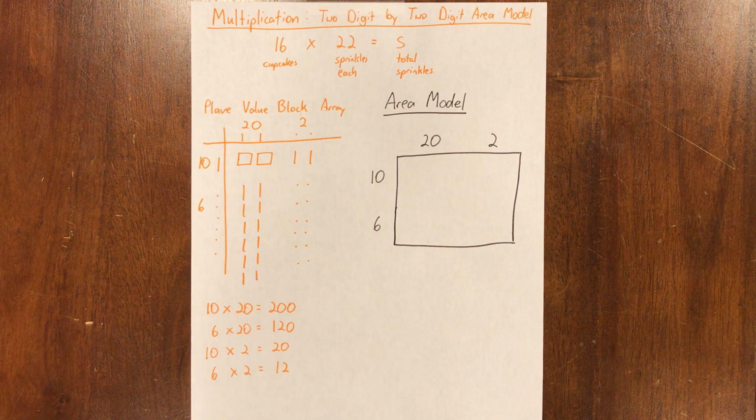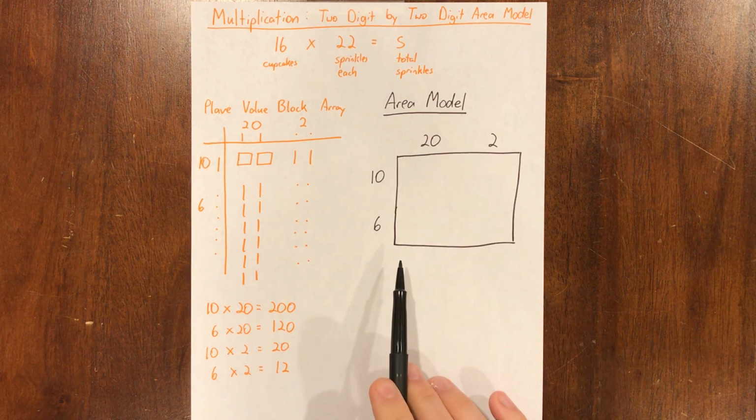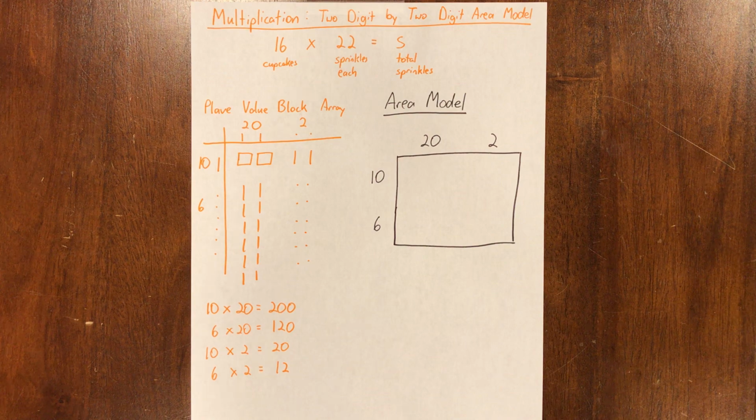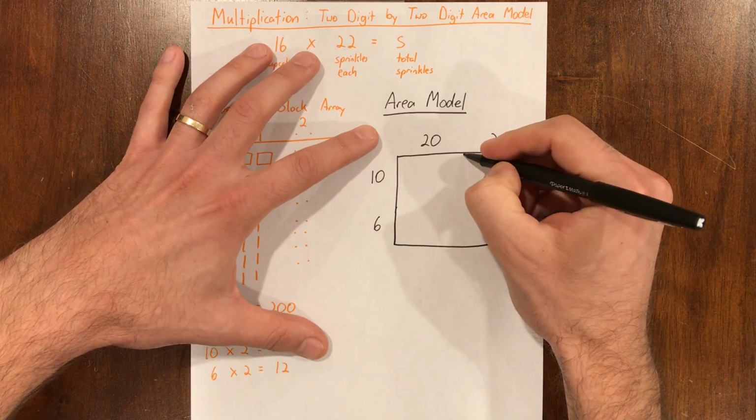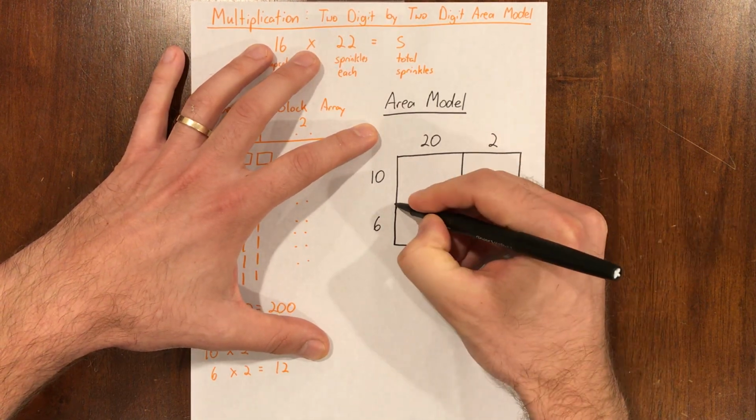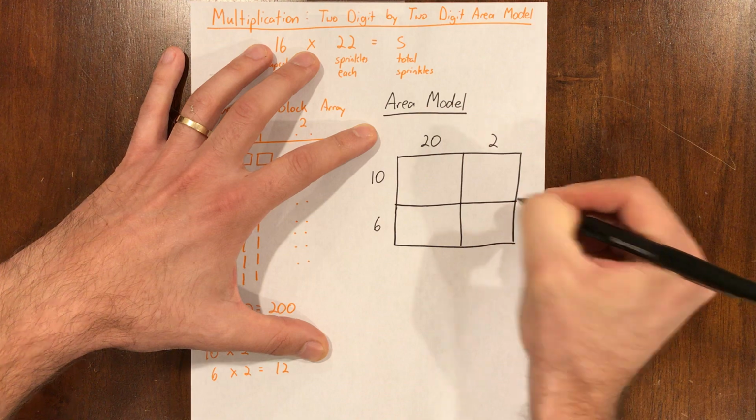So how does thinking about area help us to solve now? Say it out loud. Yeah, area is length times width. And now we can break our larger rectangle into 4 smaller rectangles, and we'd have a length and a width for each of the smaller rectangles. Great, there we go.